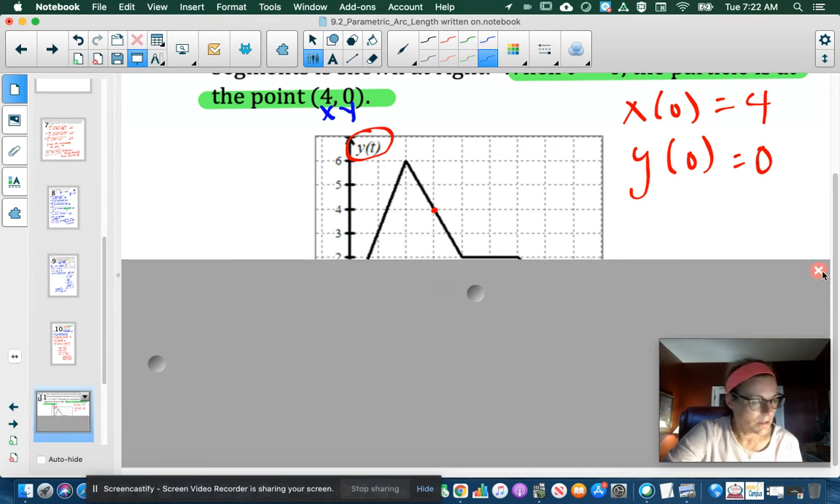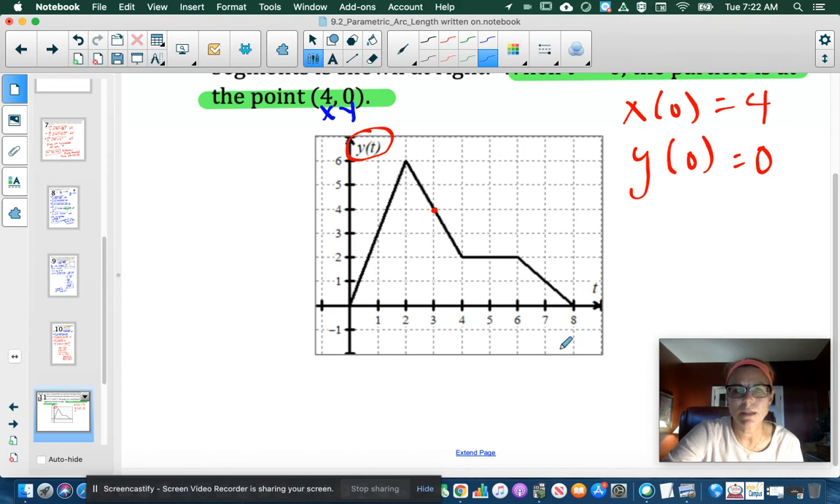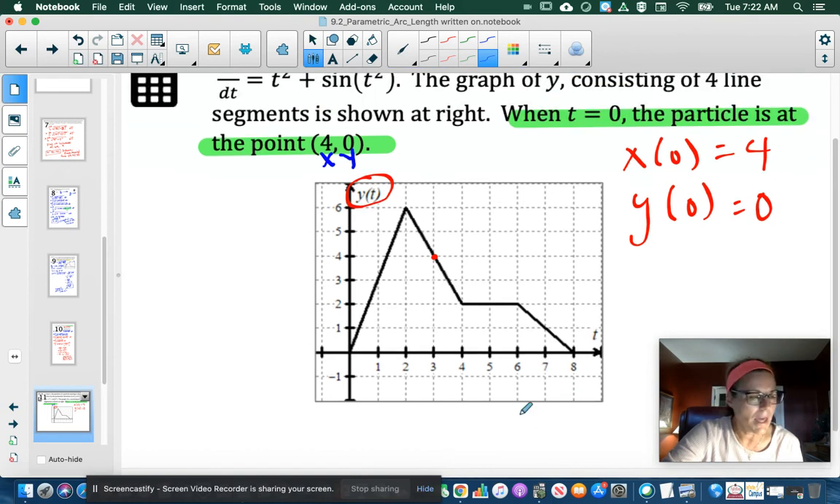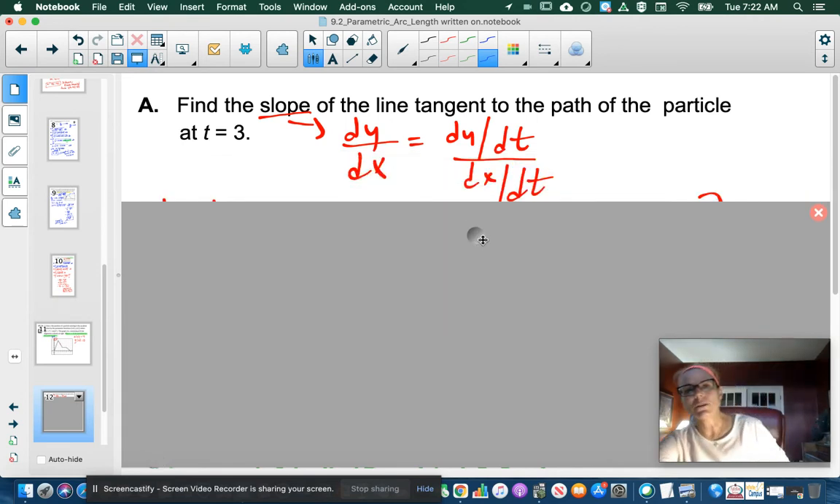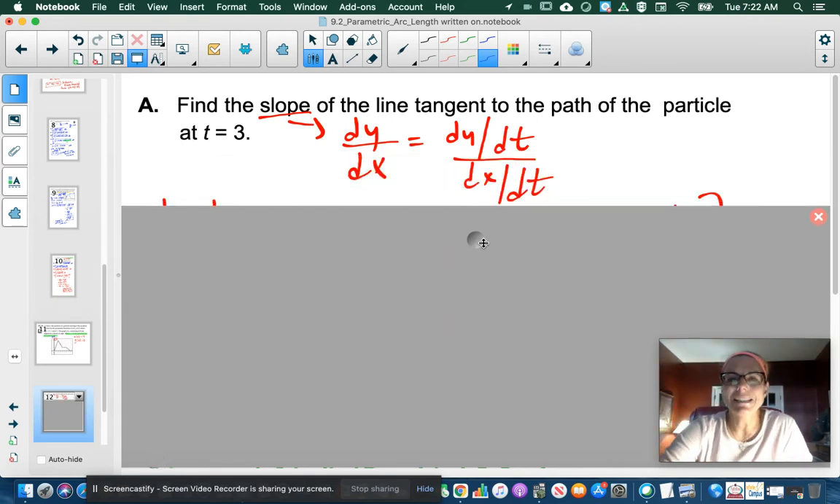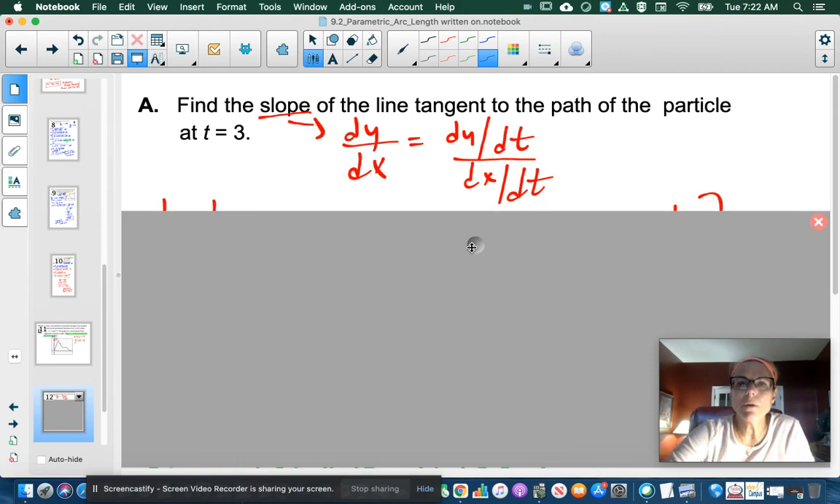I don't know what else is on this page. I don't think anything is on this page, actually. That is it. So we're going to go to the next part of the problem. We might have to scroll back and forth, though. Find the slope of the line tangent to the path of the particle. Slope, I want dy dx. And here's the formula of how I find it.